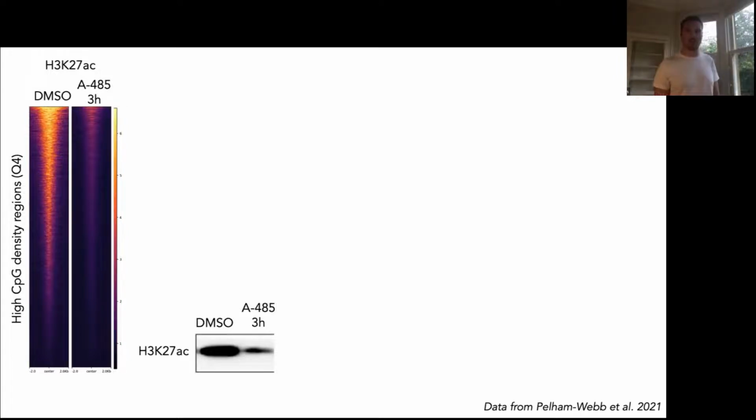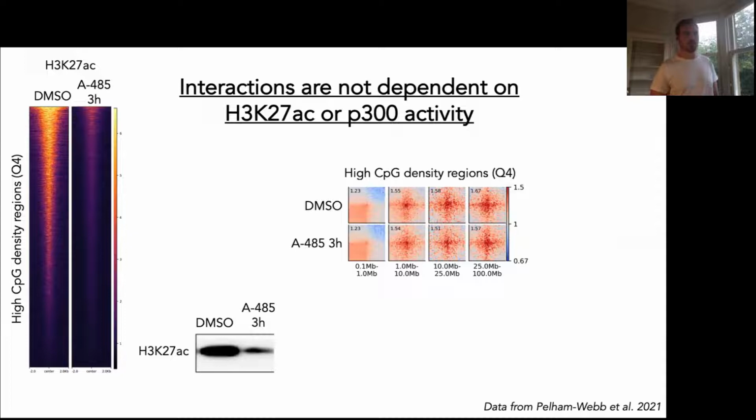So P300 binds to these regions and puts the acetyl mark everywhere. And if you block the activity of P300, which they have done in this paper, you see this loss of H3K27 acetylation at the peaks, but also globally on chromatin. So maybe at this point, you will lose the interactions. But again, surprisingly, at least after this 3 hour perturbation, we don't see any loss of interactions, even if you don't have P300 activity and you don't have H3K27 acetylation or much lower levels.